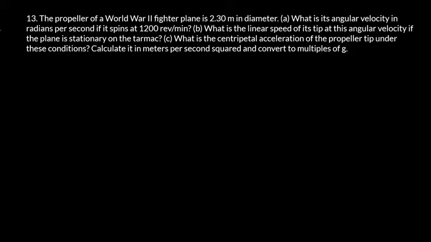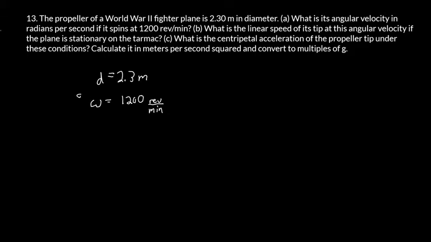The same as any other physics problem, we start by writing down everything we know. So we know that the diameter of this propeller is equal to 2.3 meters. Then we're asked to find the angular velocity in radians per second if it's spinning at 1200 revolutions per minute. So we already have an angular velocity of 1200 revolutions per minute. And in part A, I want to know what this is in radians per second.